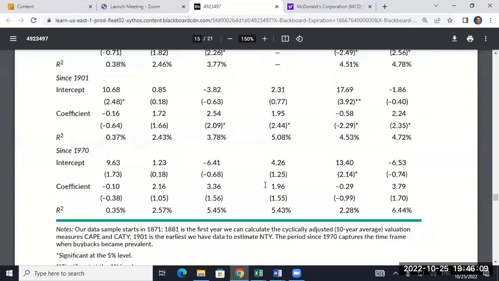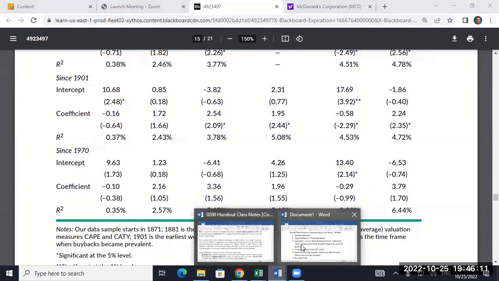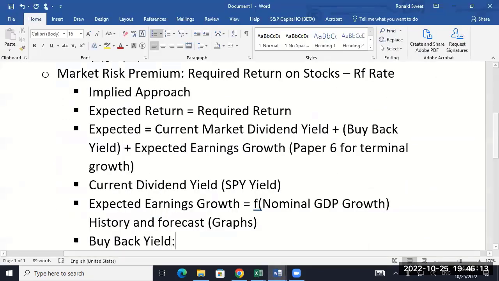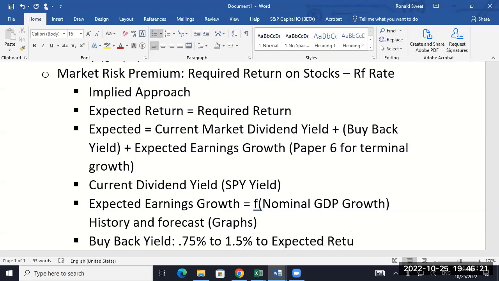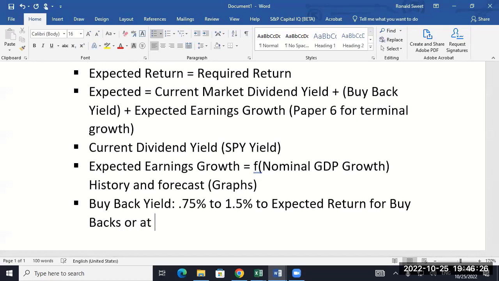But if you want to, add 0.75% to 1.5% to your expected return for buybacks, or at least acknowledge it. Now, here's where you can cheat a little bit because you're doing papers 5 and 6 together.